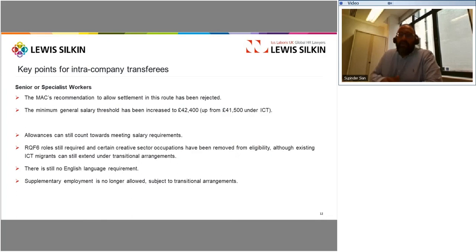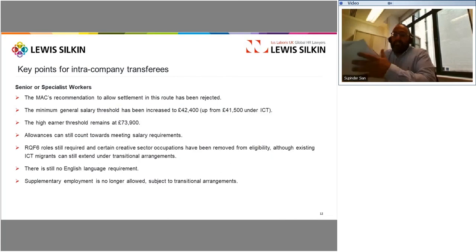Now, for many of you on the call today, the most important change will be the changes to the intra-company transfer route. So since 2008, when sponsorship first came into play, there's always been an intra-company transfer. It was known as Tier 2 intra-company transfer, then it became just intra-company transfer, or ICT. And now we're having another rebranding, and it's a bit of a mouthful: Global Business Mobility Route Senior or Specialist Worker, not to be confused with skilled workers. So I'm sure that's going to be trimmed down to just SSW, and then the other visa category is called SW, skilled worker, so not to be confused with each other. Now, in reality, this is just a rebranding of the old intra-company transfer route. There's nothing groundbreakingly changing with regards to this category.